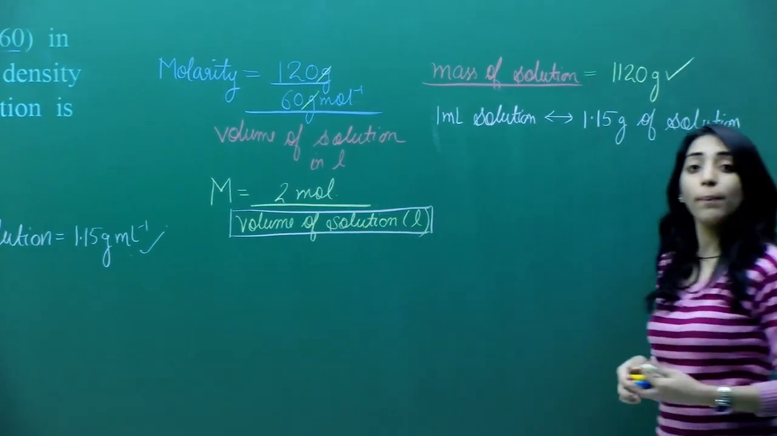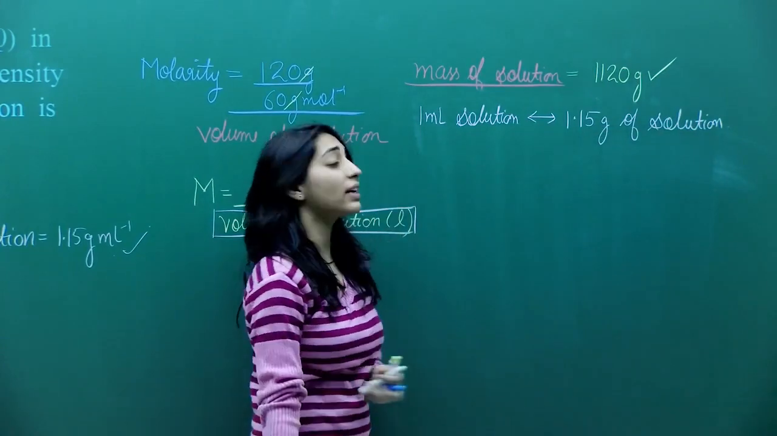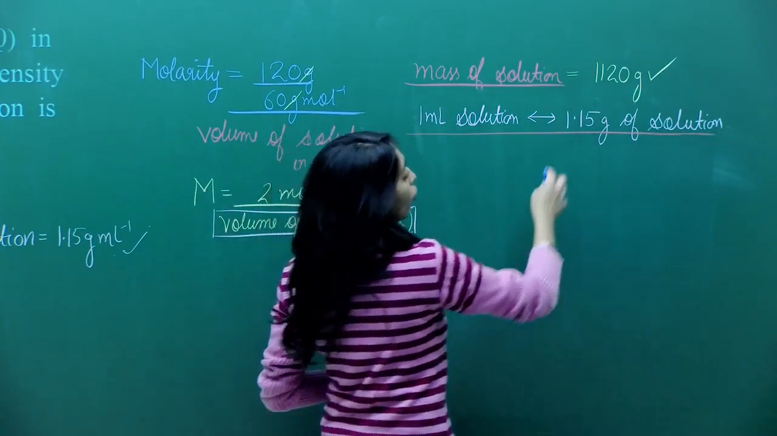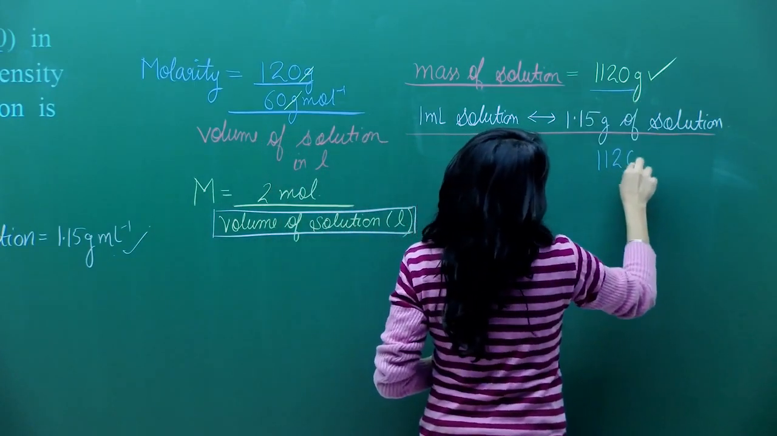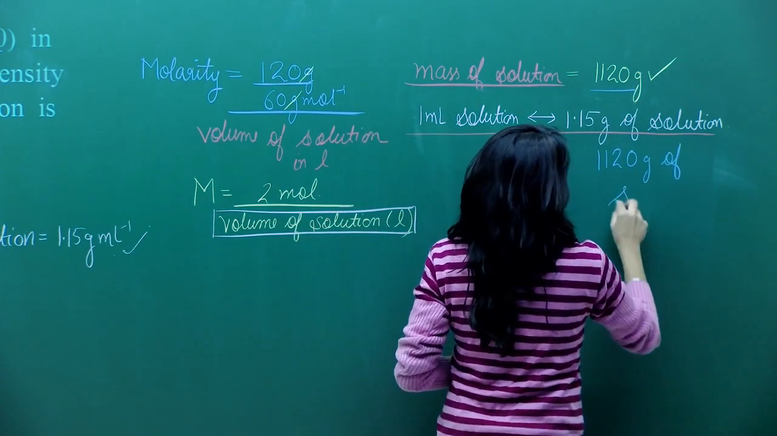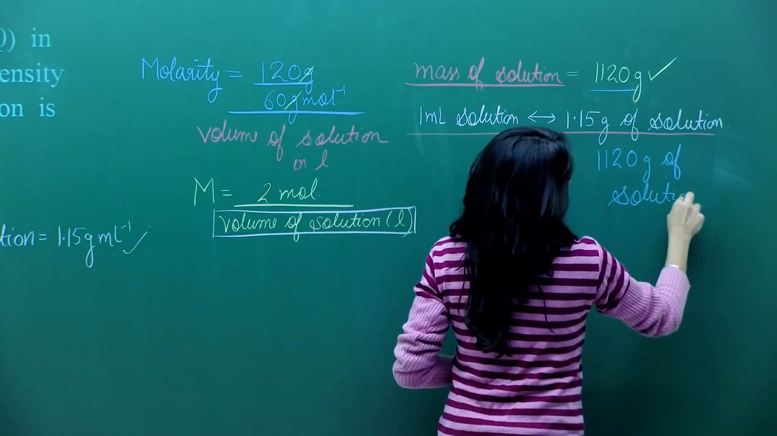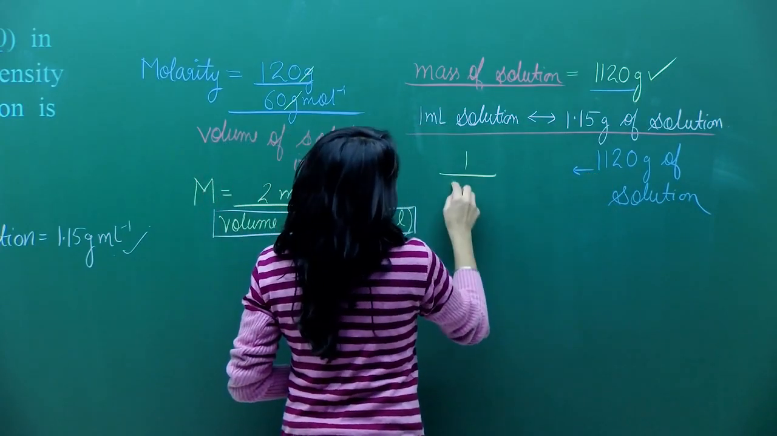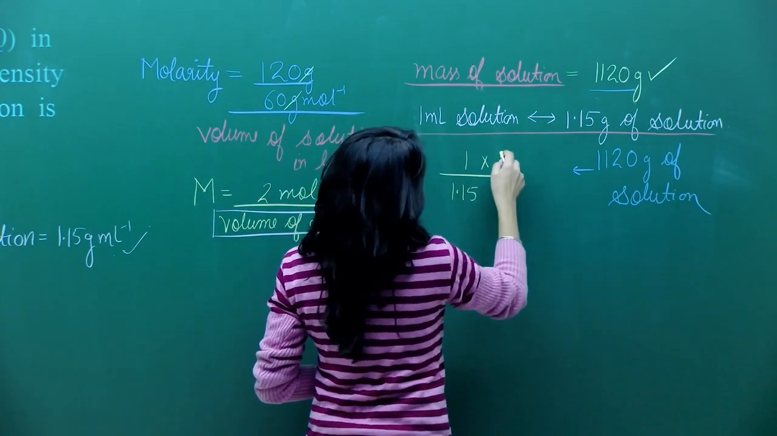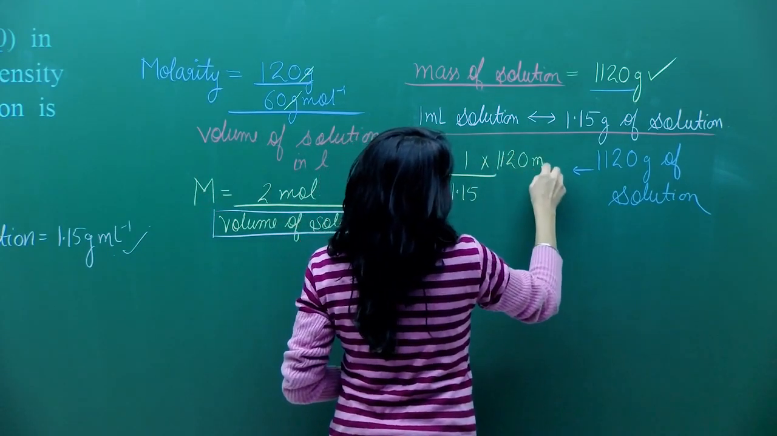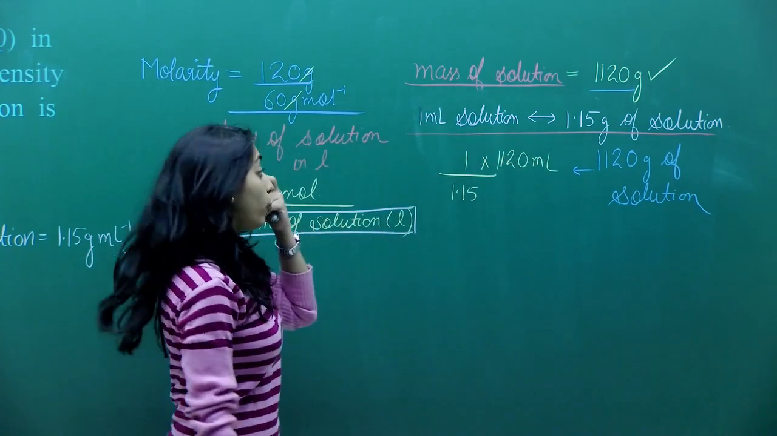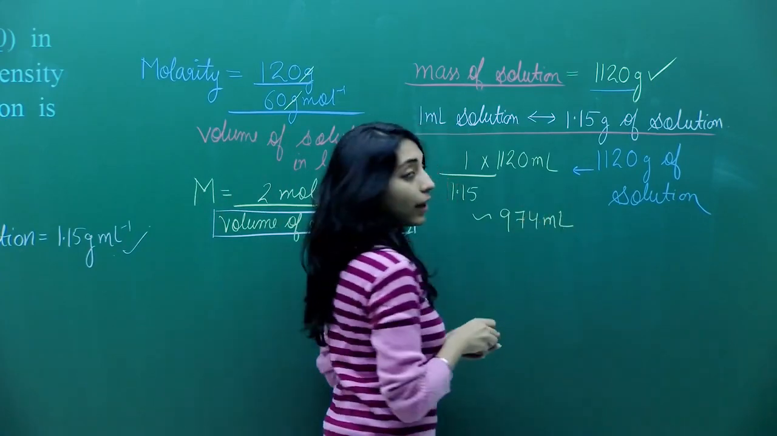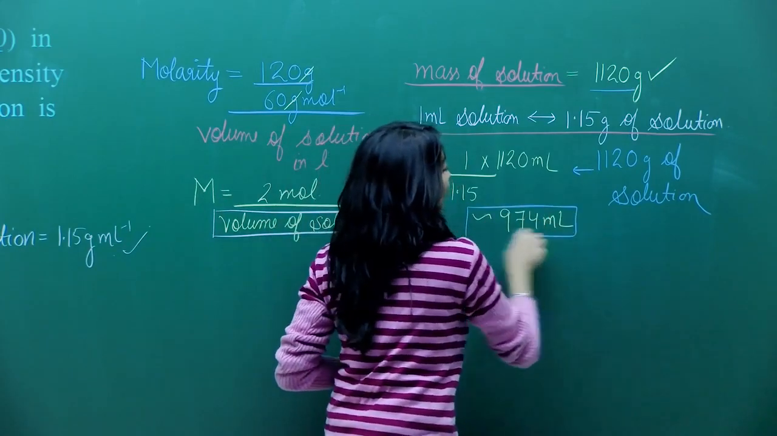That means if I am talking about 1 ml of solution, its mass is going to be 1.15 grams, right? So if I am talking about 1120 grams of solution, what should be the volume occupied? The volume occupied will be 1 divided by 1.15 into 1120 ml. Okay, and if you write, this will come out to be approximately 974 ml. Again, I am a calculator, so I can easily calculate, right?